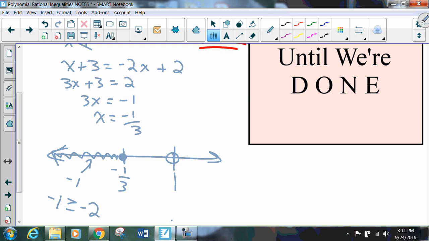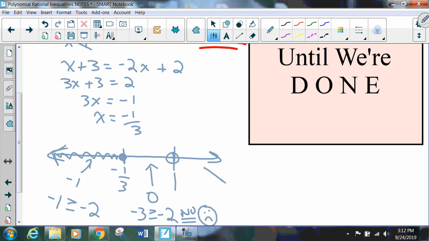All right, let's test in between -1/3 and 0. Let's test the best number in the world to test, and that's 0. If I plug 0 into the left side of the inequality, I got -3. Is -3 greater than or equal to -2? I think not. No, you're not included. We are excluding you from our solution.